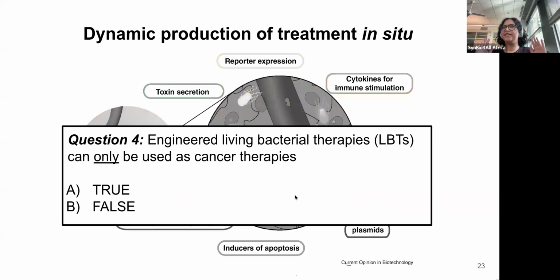you have to tell me if this statement is true or false. Engineered living bacterial therapies can only be used as cancer therapies. We've talked a lot about cancer. Is that the only thing that we can talk about in regards to using bacterial therapies?